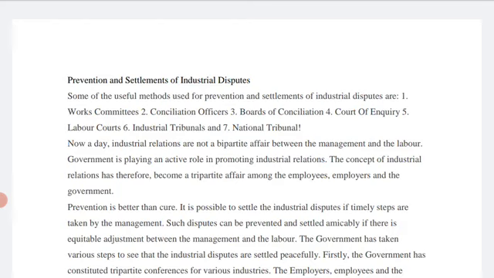Who will be affected? The organization will be affected, right? Now, if the strike is prolonged for a longer period of time, for days, for weeks, for months, who is responsible for this then?